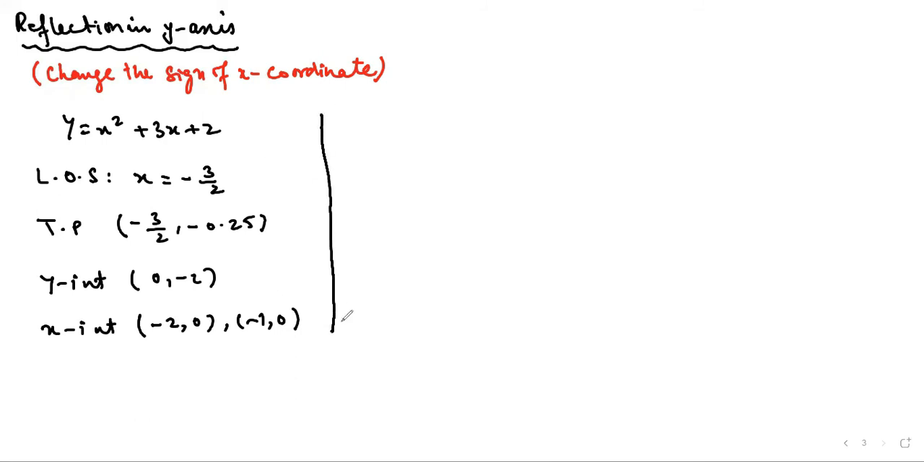Sorry, the x coordinate, yes, the x coordinate. Now what will be the new equation? y equal to minus x squared minus 3x minus 2, plus 2. We will only change the sign of the x coordinate.